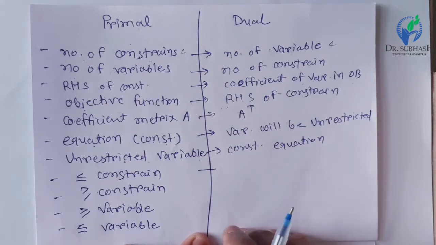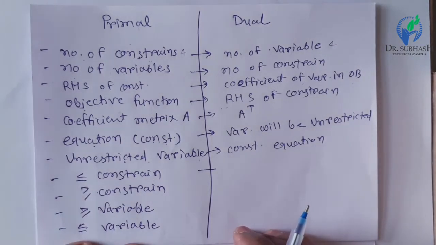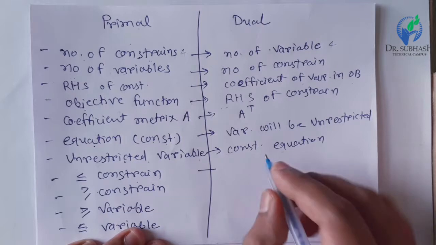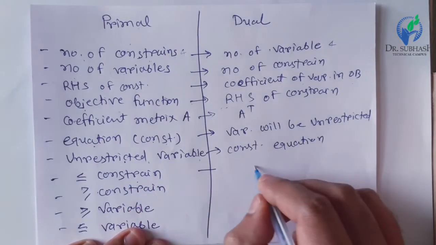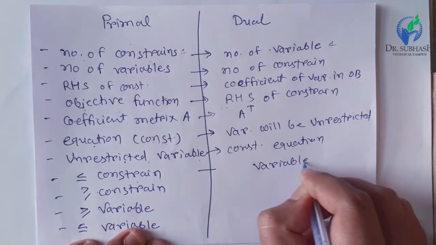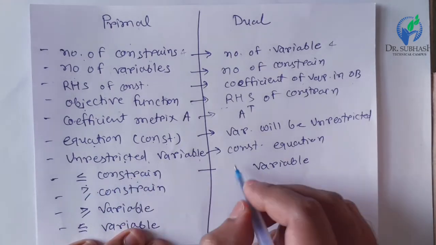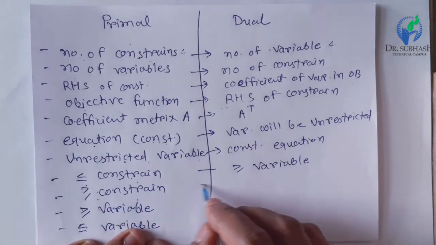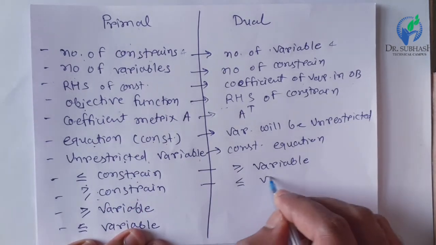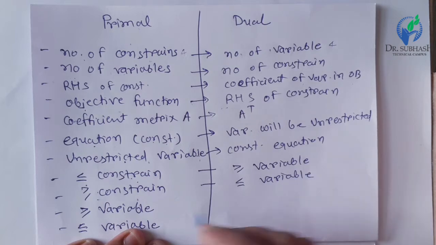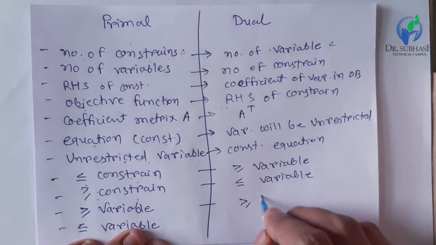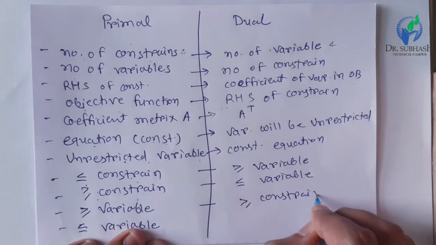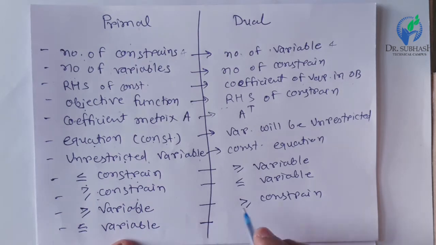So these are the fundamental rules. Now let's see the inequality signs. A less than or equal to constraint will have a related variable that is greater than or equal to. Then a greater than or equal to constraint will have a less than or equal to variable. And for a greater than or equal to type variable, it will be a greater than or equal to type constraint, and for a less than or equal to type variable, it will be a less than or equal to type constraint.